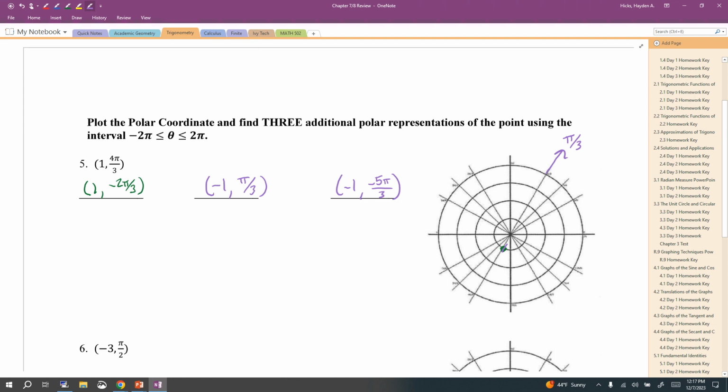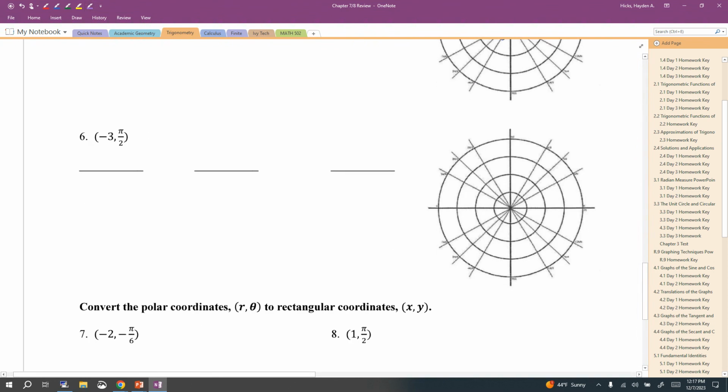Let's do it again. I think this next one's a little bit easier. So we're looking at pi over 2, which is what? What angle?